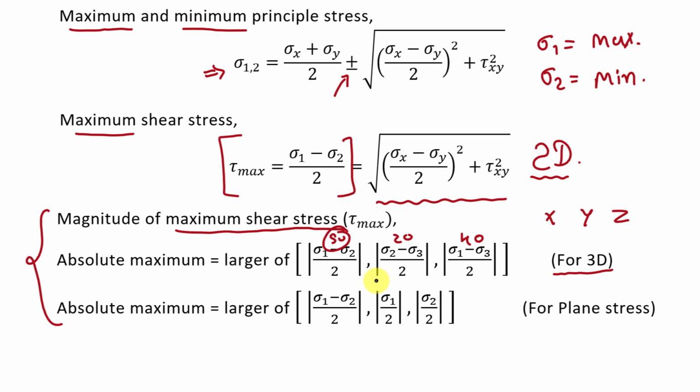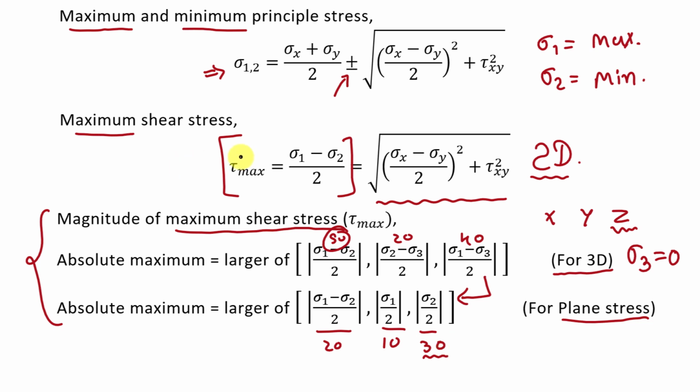Fine. And if the question mentions that this is the case of plane stress, meaning the value of stress in the z direction is 0, then in that case this sigma 3 will be 0, so this expression becomes like this. Here we will take the maximum value from these three terms. So in this case, if this value is 20, this value is 10 and this value is 30, then we have to take the maximum shear stress as 30.